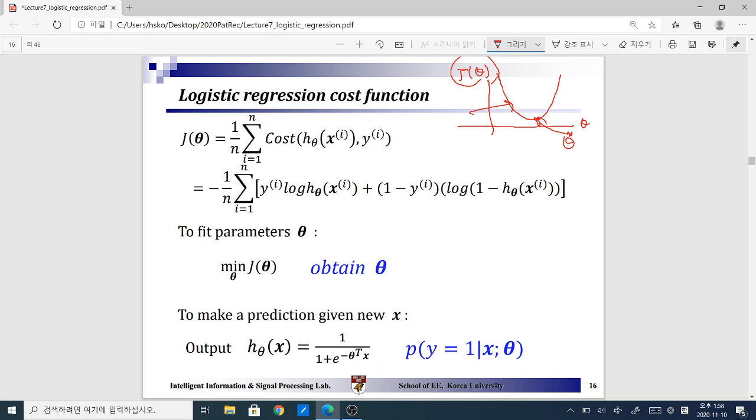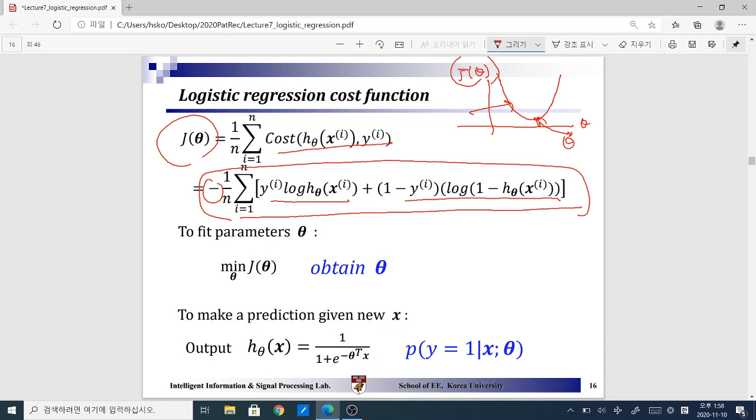Okay, so this is what happens, right? The entire error function now becomes the negative of 1 over n of the sum of these two terms. The negative comes from the negative of the log functions that we just talked about. So this is the final result as far as the error function is concerned.